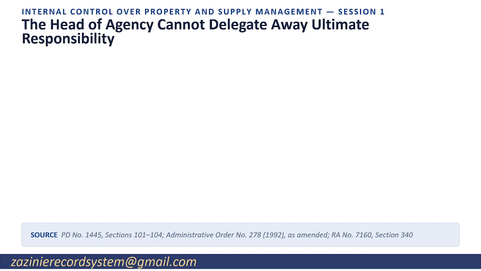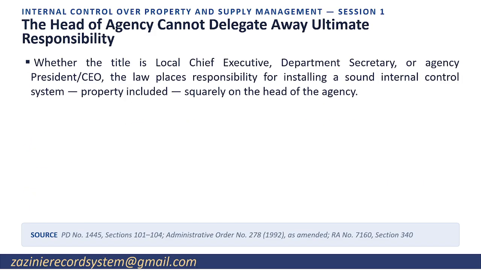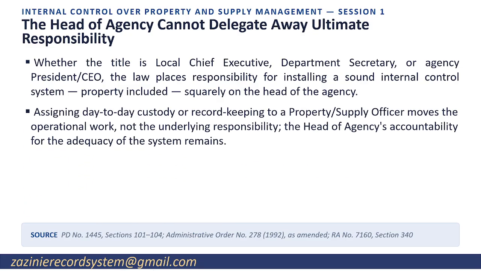The head of agency cannot delegate away ultimate responsibility. Whether the title is local chief executive, department secretary, or agency president or CEO, the law places responsibility for installing a sound internal control system, property included, squarely on the head of the agency.